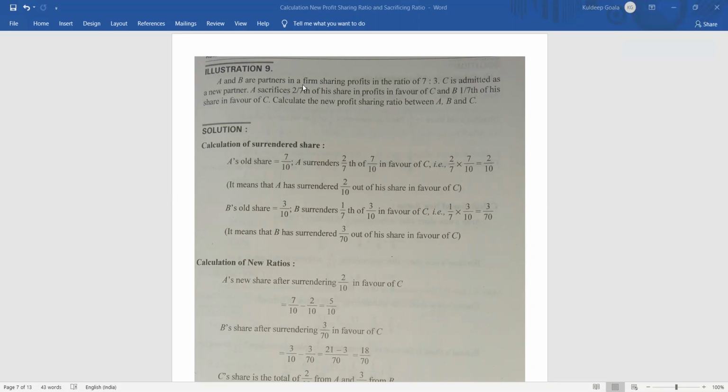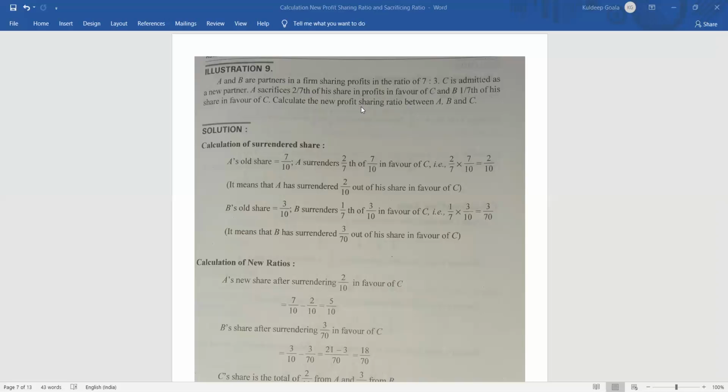You can see that A and B are partners and their profit sharing ratio was 7:3. Clear? C is admitted as new partner. C will be the new partner. A sacrifices 2/7 of his share in the profit. Okay, A is giving 2/7. The previous day I told you that 2/7 of his share means you have to multiply and find out how much A is sacrificing. Okay, and if it is from, then that proportion is being sacrificed, right? So 2/7 of A's share he is going to give in favor of C, and B is going to give 1/7 of his share. Okay.